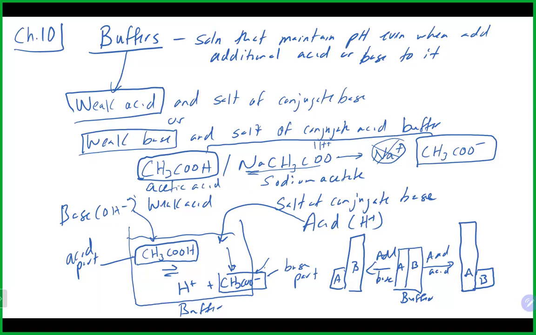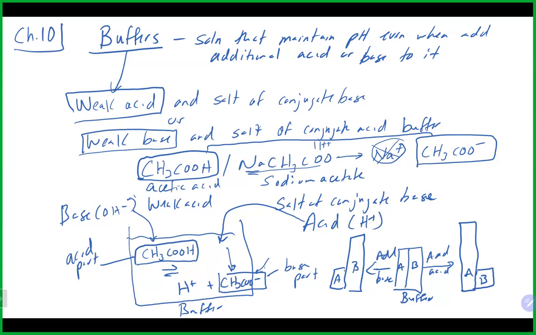So as long as you don't go, like we talked about at the end last time, crazy and just add the wrong amount of acid or keep adding acid, you'll eventually eat up the base part and it won't be able to maintain the pH. But ultimately, the way that it's able to do that is because these things are weak acids or weak bases.